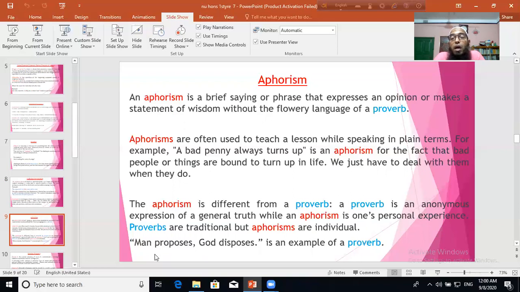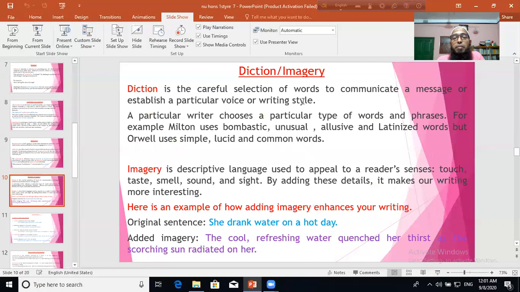It is a thought, it is an idea, it's a wisdom that has been given by a person. Like Francis Bacon has said about studies, serve for delight, for ornament, and for ability. That is an example of aphorism. But what is proverb? Proverb is a traditional saying. Years after years, people believe this type of thought and ideas, like man proposes, God disposes. Who said it, when said it, we don't know. This is not personal, it's traditional. Have you got it? Okay. Now look at diction and imagery. Diction is very simple.